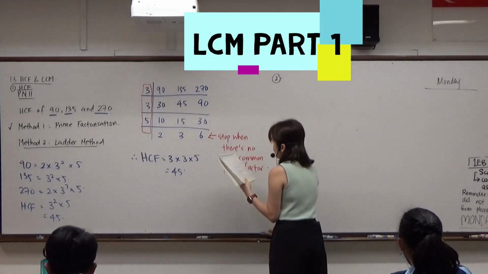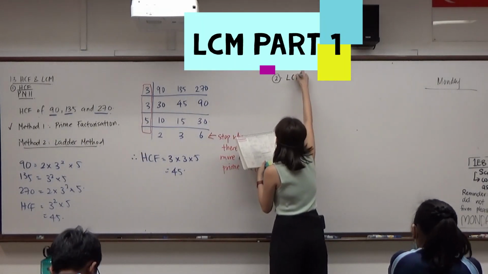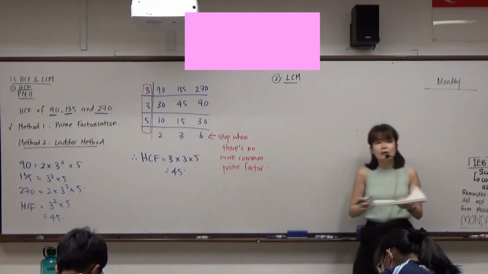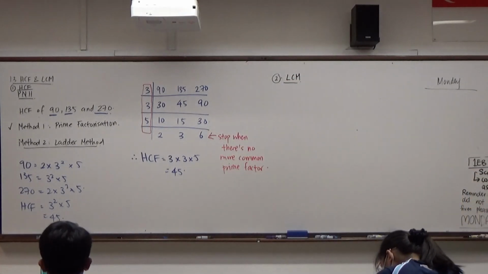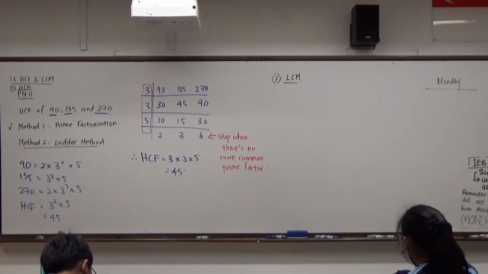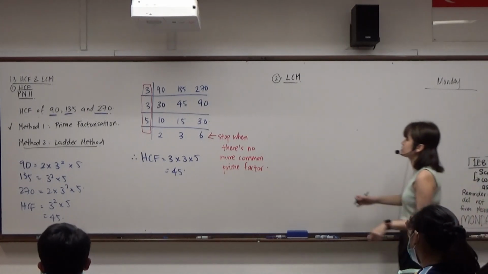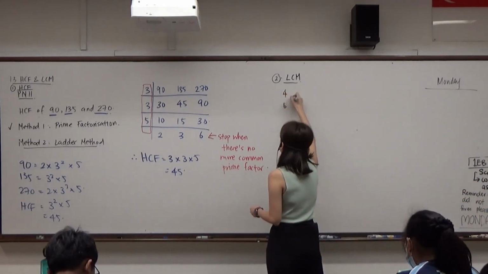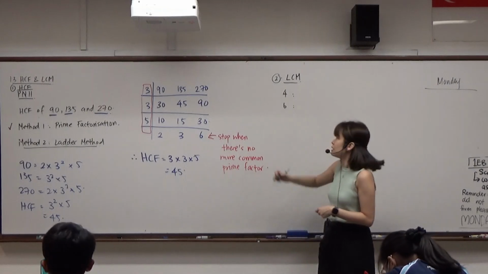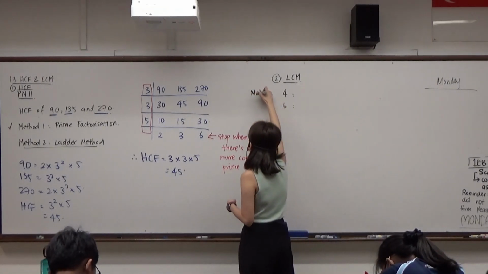Lowest common multiple. Okay. So likewise in primary school, right? When we want to find the lowest common multiple of, let's say, the numbers 4 and 6, we also do it by listing, right? Okay, so we look at the multiples of 4 and 6.